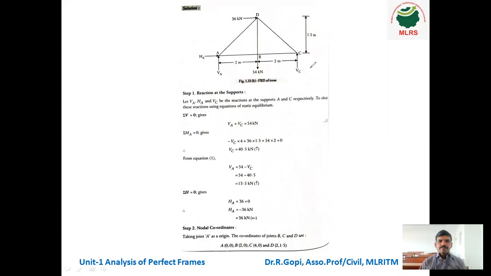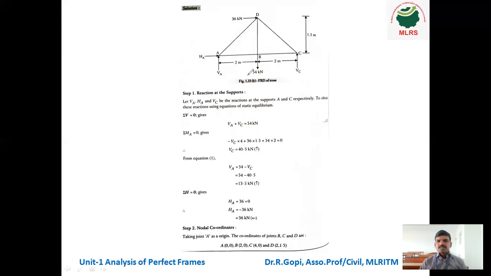Since this is a simply supported beam, we have to calculate RA and RC. For that, they mention VA and VC, the vertical reactions. What is the total load? The only vertical load is 54 kilonewton. So VA plus VC is equal to 54 kilonewton.